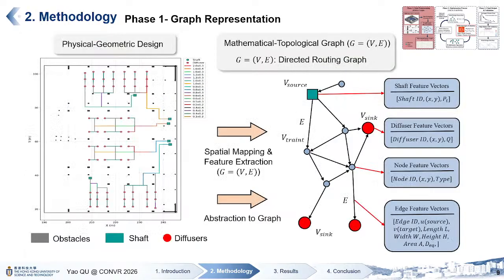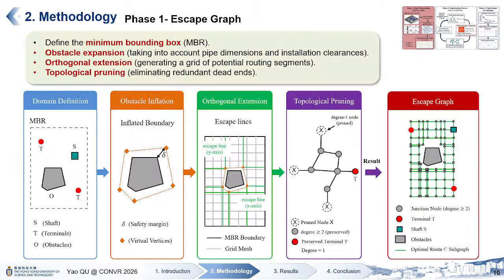For the graph representation, when we get the physical geometry design, we use spatial mapping and feature extraction to map it into nodes and edges. It has the shaft feature vectors, the diffuser feature vectors, the nodes, and the edges. And then when we get the graph, we define the minimum bounding box and the obstacle expansion, the orthogonal extension, and the topology pruning to get the escape graph.